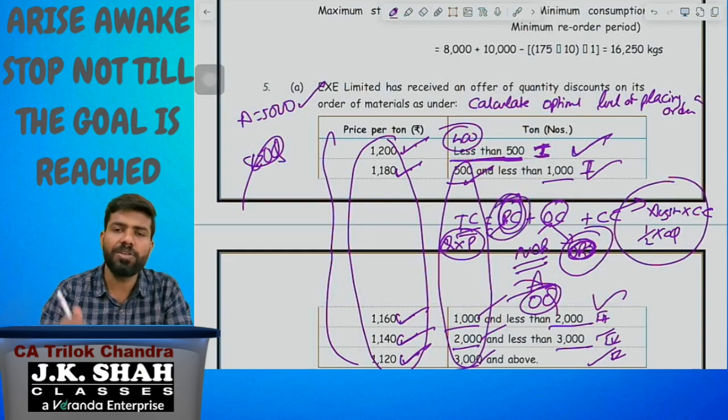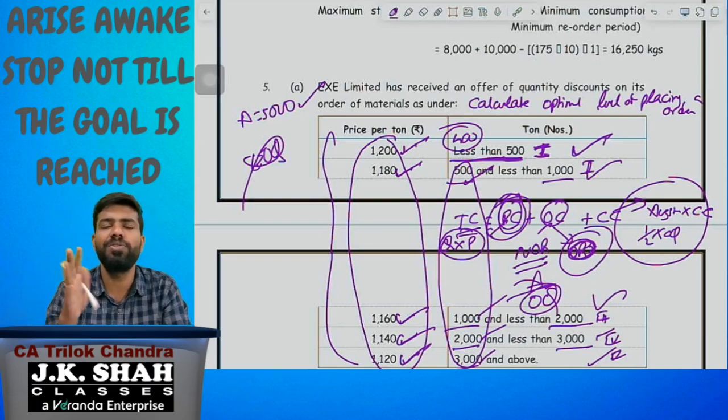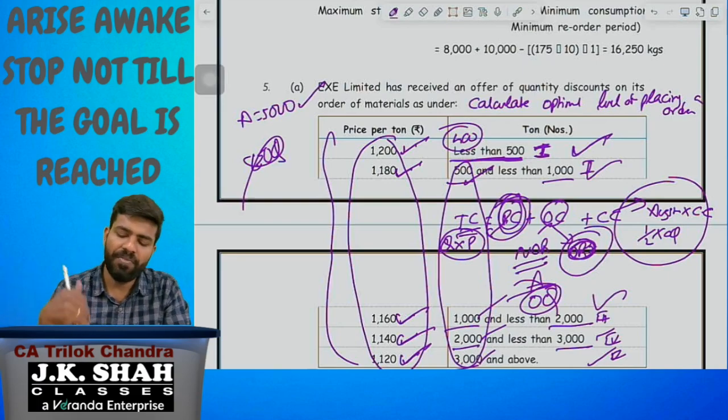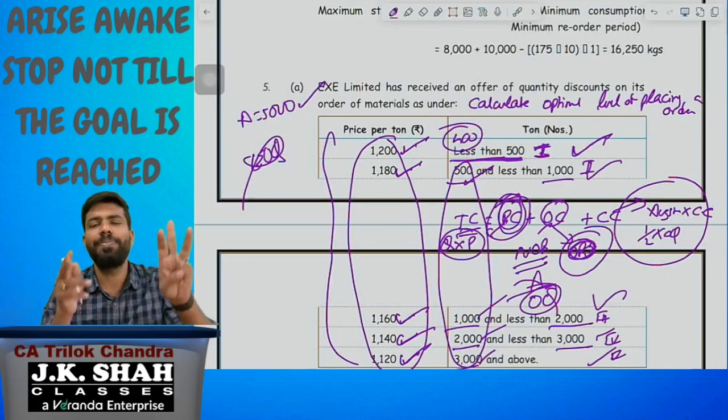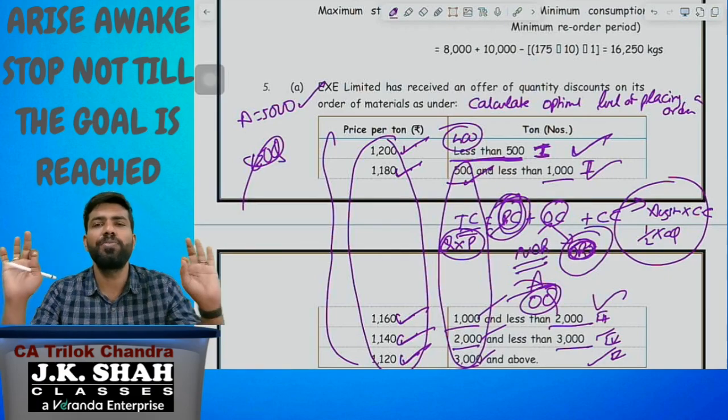So for purchase cost, two columns, quantity into price. The product of those two is purchase cost. Three columns for the purchase cost. Ordering cost only two columns. Number of orders, directly we will calculate the ordering cost because there is no change in the ordering cost per order. When it comes to carrying cost, three columns. So 3 plus 2 plus 3, totally 8 columns. And one more column for the total cost. Totally 9 columns we need to open.